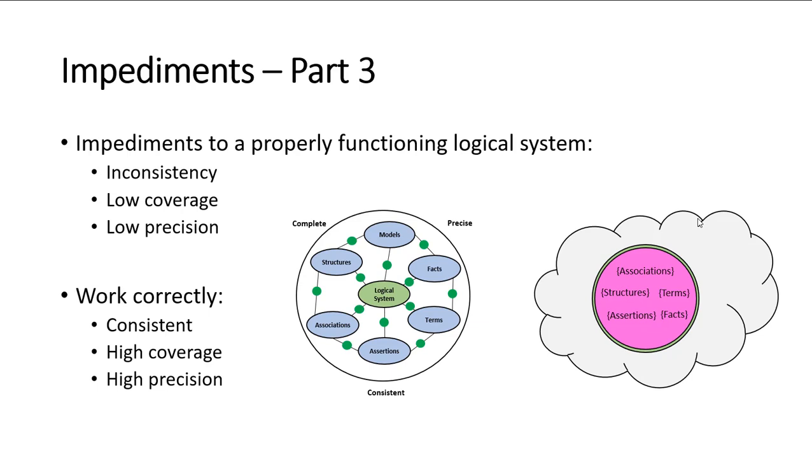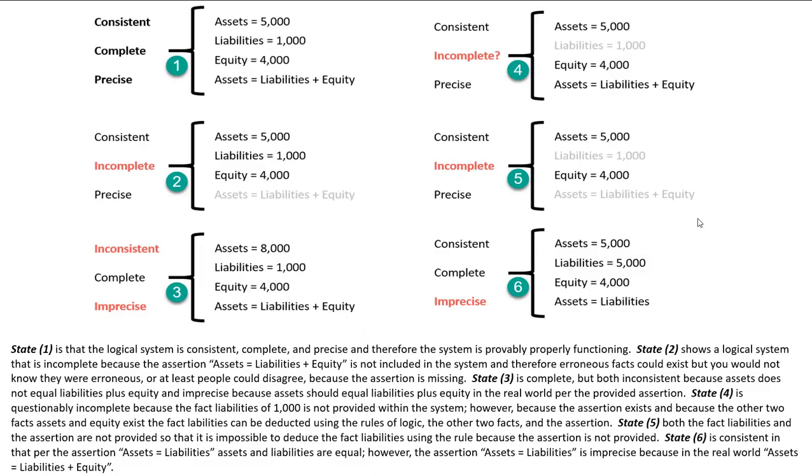So if you remember, a properly functioning logical system is one where the statements in the system are consistent. You have a complete set of statements and you have a precise set of statements. So this is what we're talking about. How do you achieve this state where you have a properly functioning logical system?